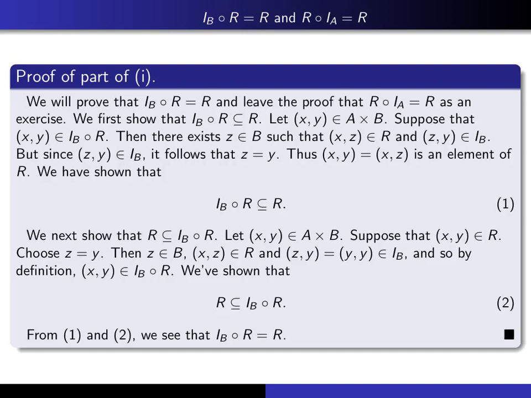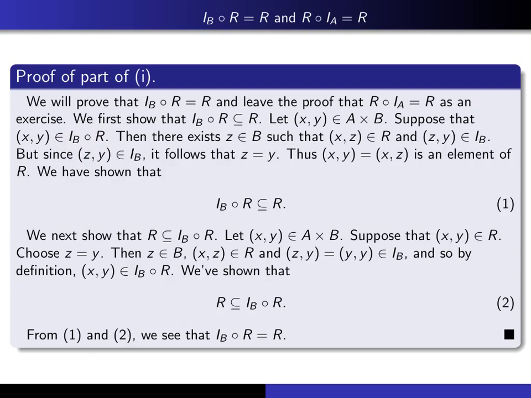Okay, so as I indicate here, we will prove that the composition of R with IB is equal to R, and leave the proof of the other one as an exercise. So I'm first going to show that this one is a subset of this one. So this is a relation, it's a certain subset of A cross B. So we begin by saying, let xy be in A cross B. Suppose that xy lies in the left-hand side. Now I have to use the working definition of composition. What does it mean to say that xy lies in the composition?